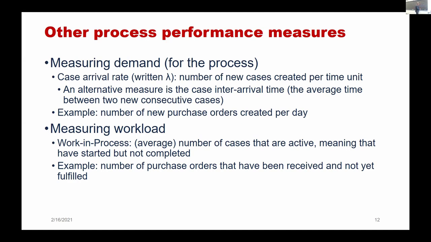So sometimes I'm not going to be talking about lambda. I'm going to be talking about the inverse of lambda, which is one divided by lambda, which is also known as the inter-case arrival time, or inter-arrival time for short. So that's for lambda, case arrival rate. It's a measure of how much demand there is in your process. If I say you have 10 orders per hour, that might be for you low demand. Around Christmas time, you might receive 50 orders per hour. That is a high demand for your process.